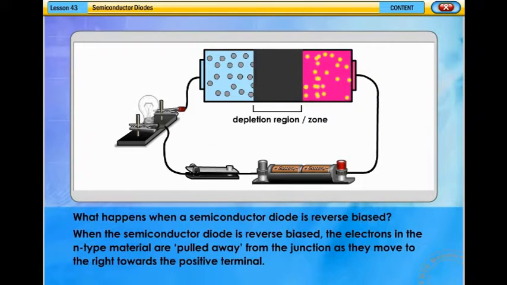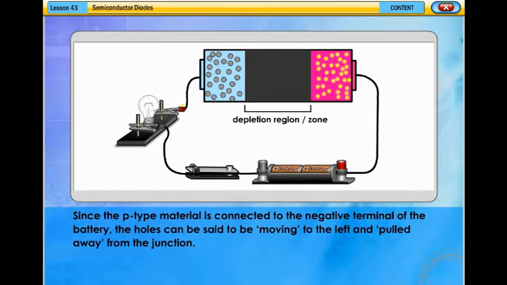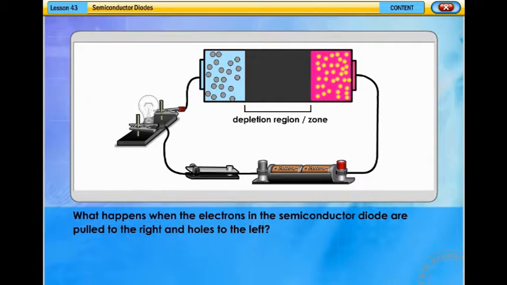When the semiconductor diode is reverse biased, the electrons in the n-type material are pulled away from the junction as they move to the right towards the positive terminal. Since the p-type material is connected to the negative terminal of the battery, the holes can be said to be moving to the left and pulled away from the junction. What happens when the electrons in the semiconductor diode are pulled to the right and holes to the left?